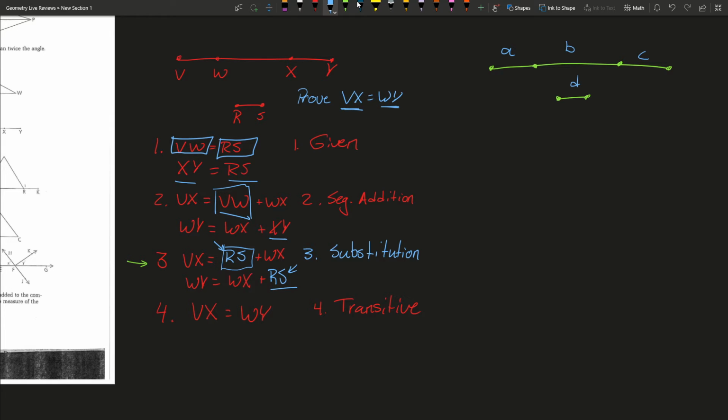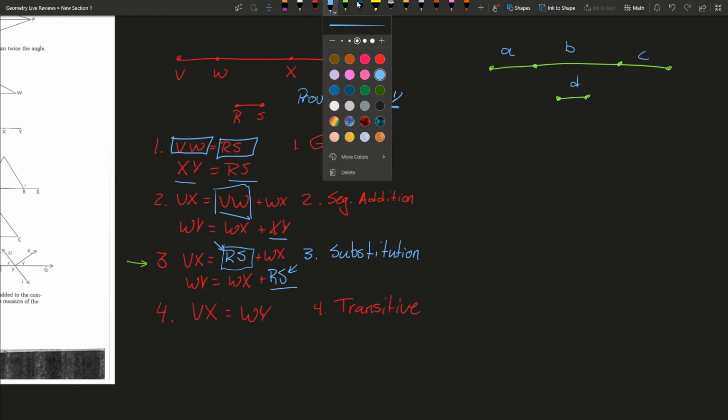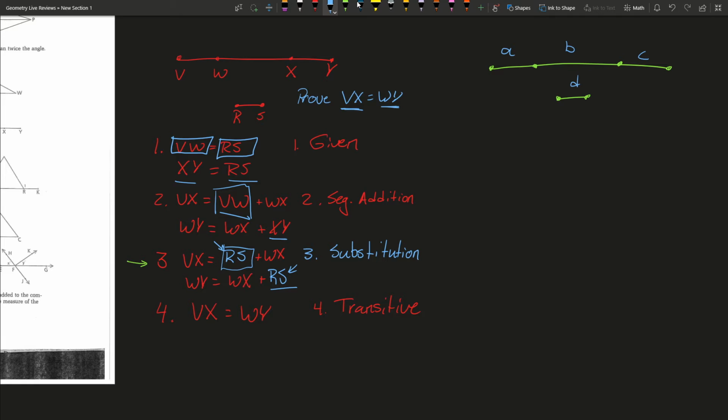So in this drawing, the green drawing on the right, instead of using segment notation, I'm going to make each of these distances a different variable. So the distance on the left, that's A. The distance in the middle, that's B. The distance on the right, that's C. And then this smaller one that's detached is D. All right. So I'm going to rewrite this proof using that.